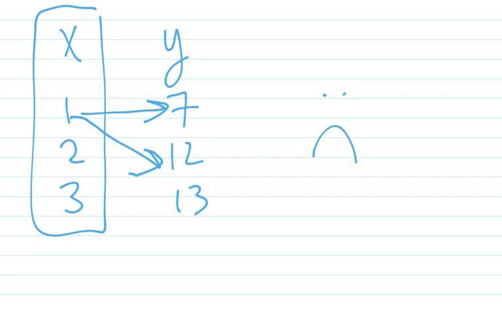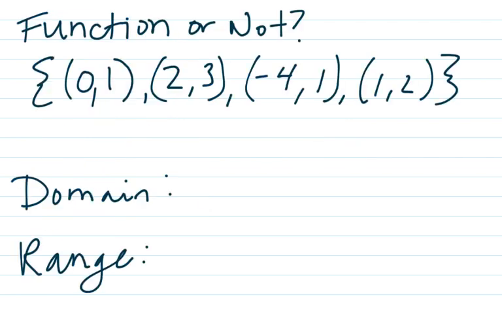So let's look at a couple of examples and determine if they are functions or not. The function is a set of ordered pairs. We have 0, 1, 2, 3, -4, 1, and 1, 2. So what you're looking for here is, are there any repeats? Because our coordinates are written x, y. What you're looking for, are there any repeats of our x's? So let's look at our x values. We have 0, 2, -4, and 1. Since there are no repeats, then this would represent a function.